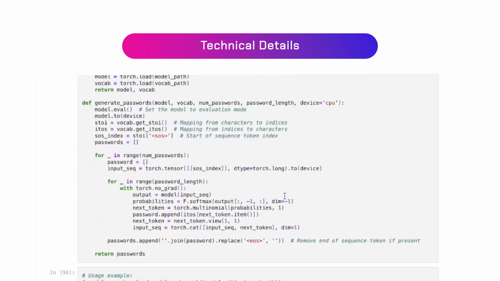Here's how it works. We initialize the model in evaluation mode to prevent any changes during the generation process. For each password to generate, we start with a start of sequence token and iteratively predict the next character based on the model's output probabilities until we reach the desired password length. The generated sequence omits any end of sequence tokens, producing a final set of plausible passwords. This approach leverages the model's learned character probabilities to generate new data that aligns with the patterns seen during training.